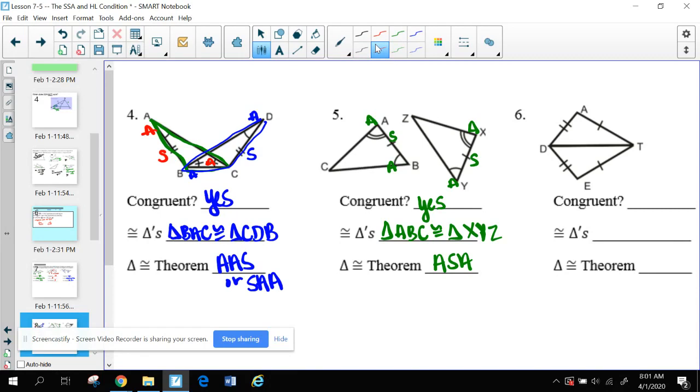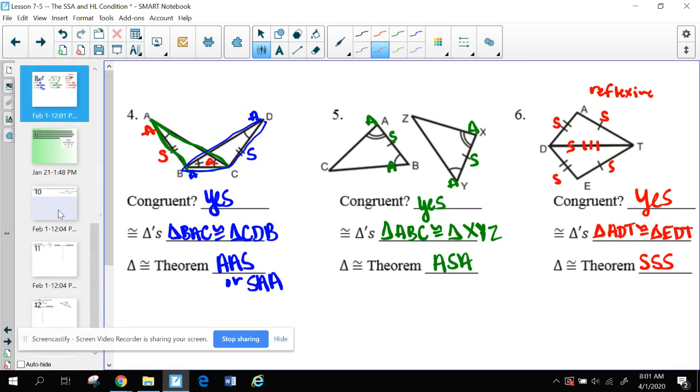Okay, number 6. I come over here, I have a side, side, and we know that this has to be congruent to itself by the reflexive property. So now I have side, side, side for both of these. So we would say yes. I can say triangle ADT is congruent to triangle EDT by side, side, side. Okay, so a little review of all of the different types of congruency statements that we have to use now.